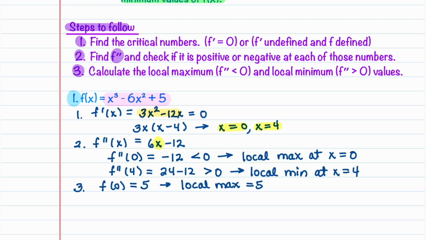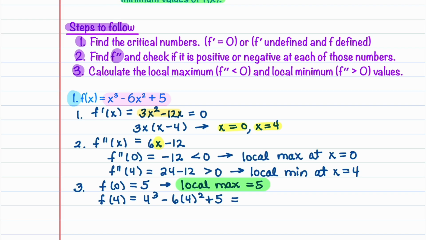And that, of course, is at x is equal to 0. Now let's plug in 4. This is going to be a little bit more work. F at 4 is 4 cubed minus 6 times 4 squared plus 5.